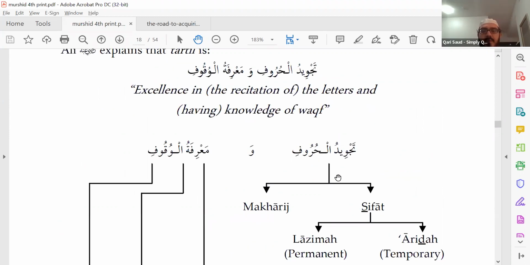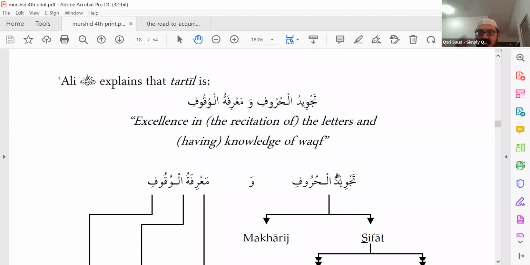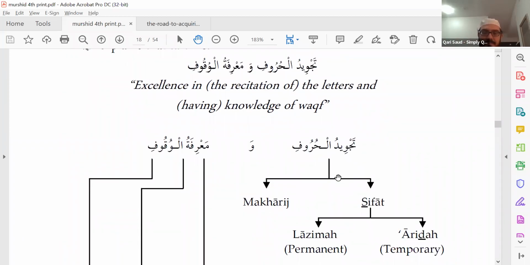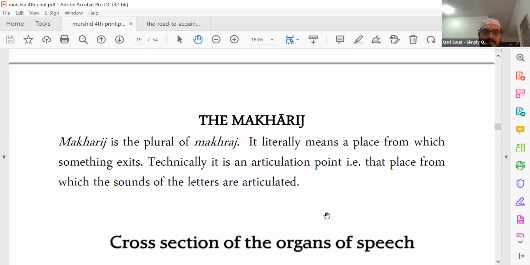So according to Ali radiallahu anhu, the tartil is tajweed al-huruf wa ma'rifat al-wuquf, knowing the letters, that is the Makhārij and Sifat, and knowing the science of the waqf, okay? Because we know that if we are not reciting properly and not stopping properly, it can change the meaning, of course. The book has been sent in the chat as well, if you want to download that, inshallah. There's another book that we're going to refer to, inshallah, and we can send that out as well, okay?